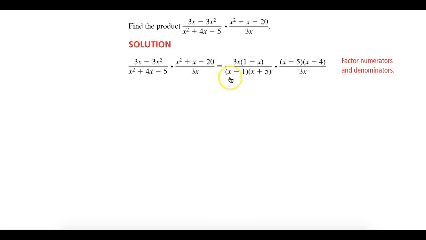Let's go to the denominator. We've got x squared plus 4x minus 5. We see that this turns into x plus 5, x minus 1. Our second numerator, x squared plus x minus 20, is simply x plus 5, x minus 4. And 3x we can't simplify any further.